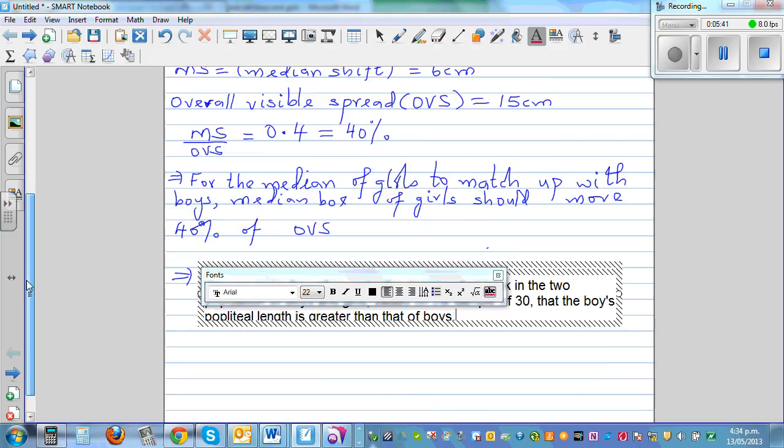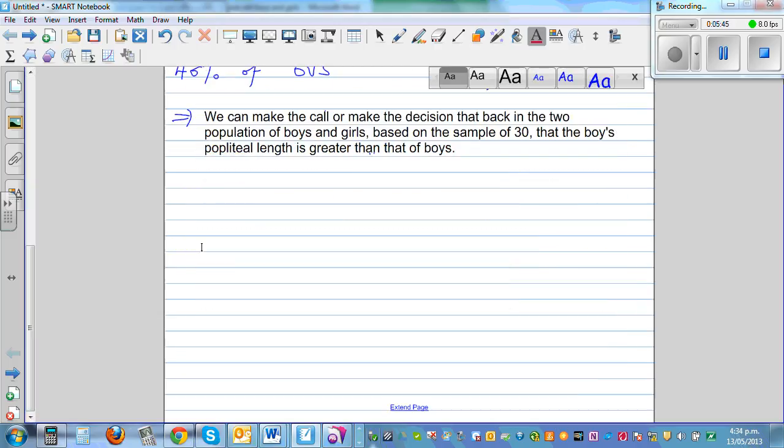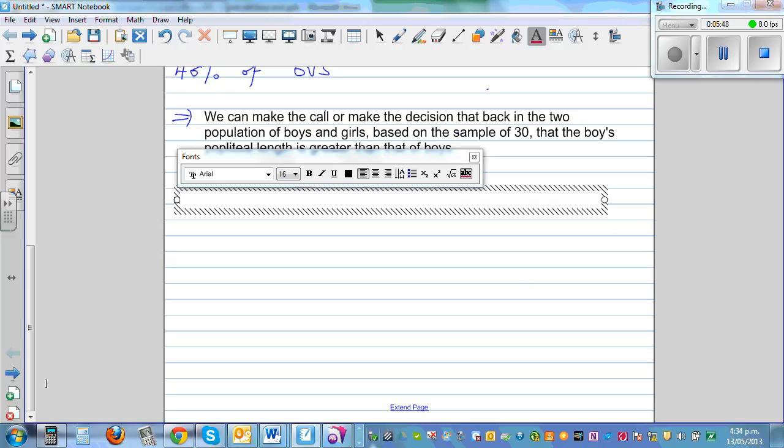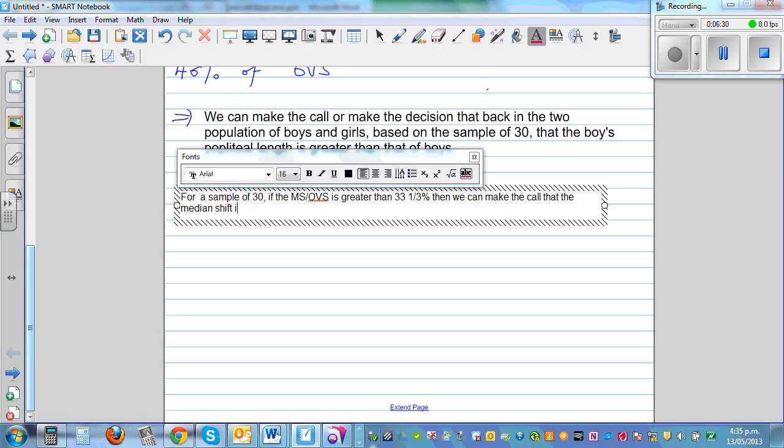Now what's the rule of thumb? This is again a rule that you need to remember. It's good to remember this rule, which will not be given. For a sample of 30, if the median shift divided by the overall visible spread is greater than 33 and 1/3%, then we can make the call that the median shift is big enough to make the call.